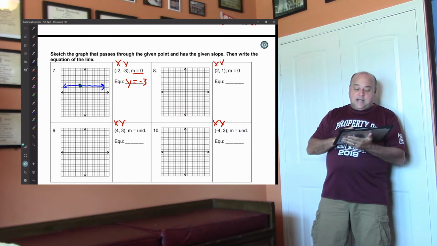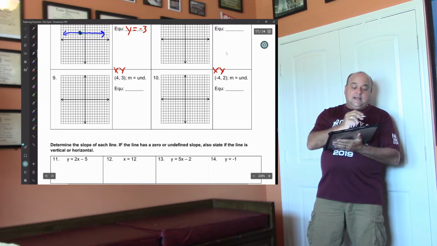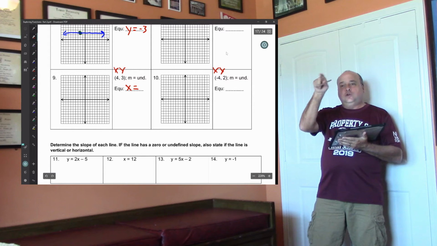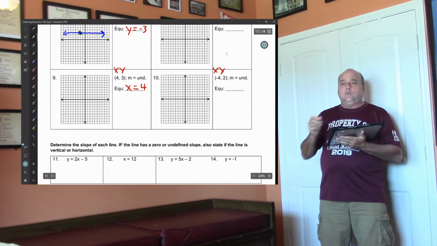Let's do number 9 because it's undefined. On number 9, an undefined slope has x equals, right? Look at your ordered pair. Which one's the x? It's the 4, right? So put x equals 4.